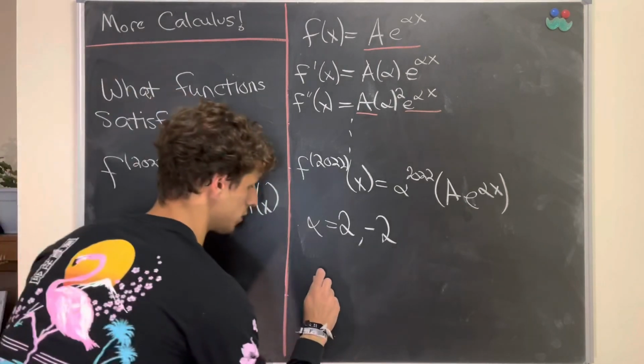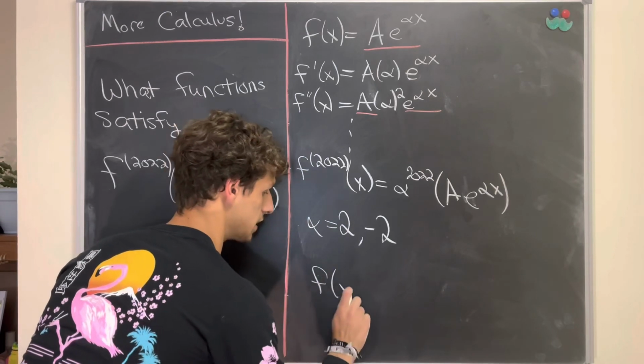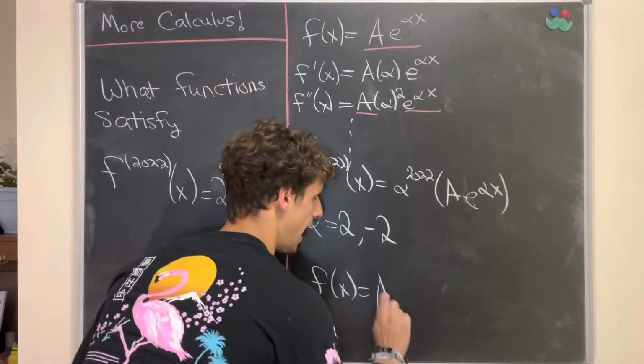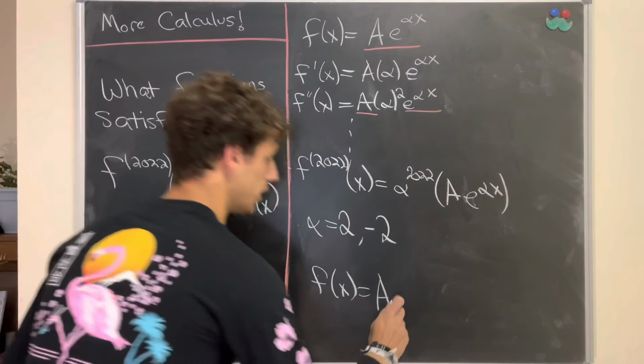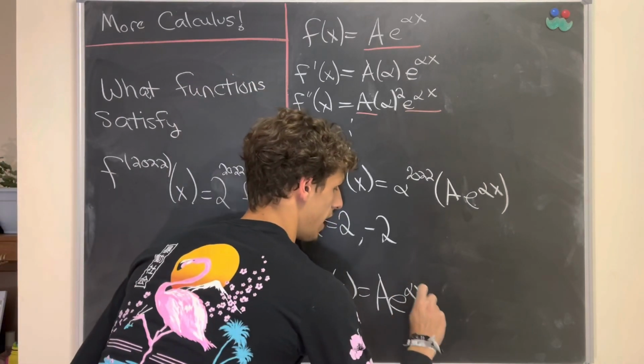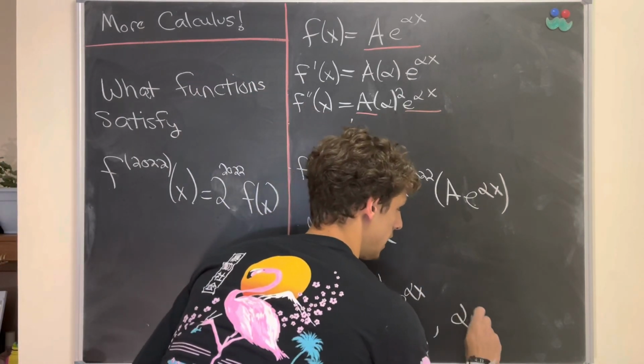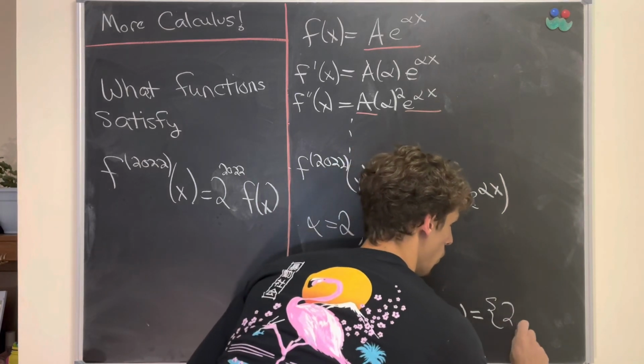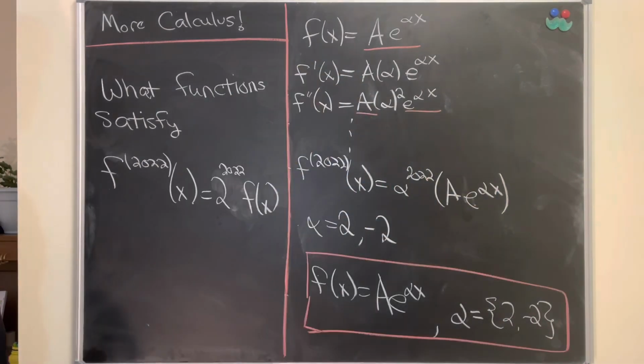So our final answer here is the family of functions f of x equals a, where a can be any constant whatsoever, e to the alpha x, where alpha is either 2 or -2. And that's enough for now.